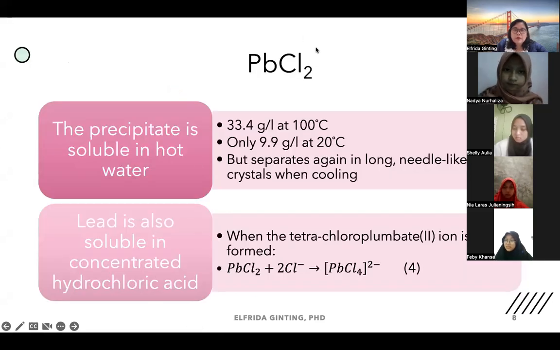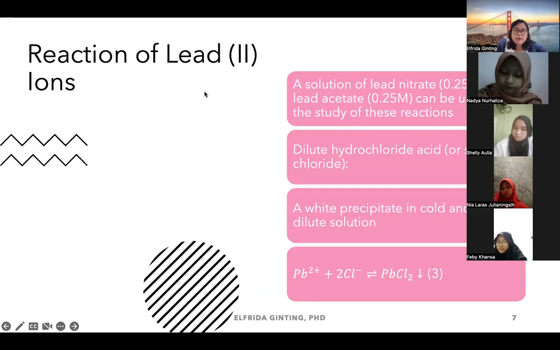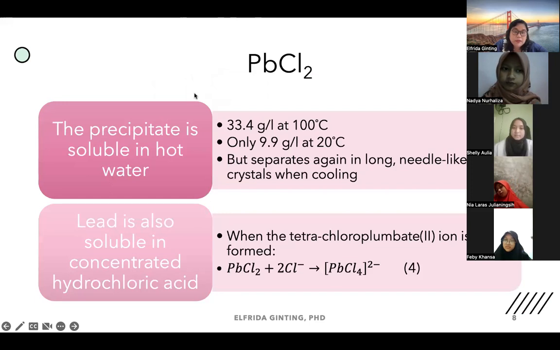Okay. Now, so this is what we have, right? This is a precipitation with a color of white. White precipitation. Now, this precipitate, plumbum chloride, you can make it soluble, but it has to be in hot water. Because remember here, if you have PbCl2, it will have a white precipitate in cold. So if you warm the water, like pour this PbCl2 in hot water, it will become soluble.